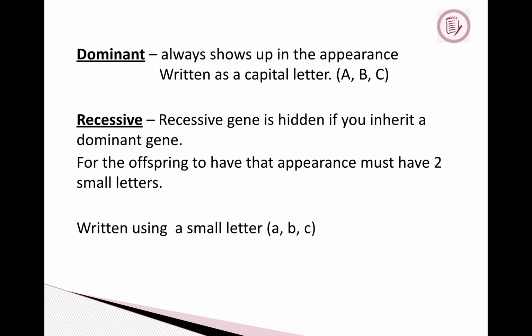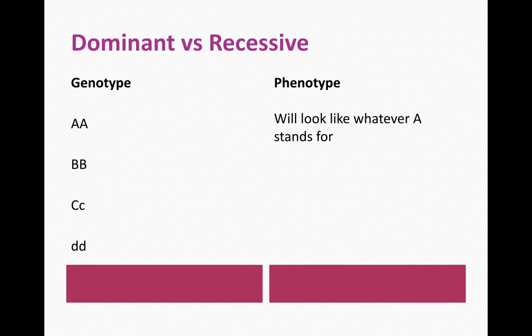Okay, so dominant versus recessive. Dominant always shows in the appearance. It's always written as a capital letter. You only need one of these to look that way because it dominates. Recessive genes are hidden if you inherit a dominant gene. So this means for the offspring to have the recessive appearance, it must have 2 small letters. And that should be like small letters like a, b, or c, lowercase.